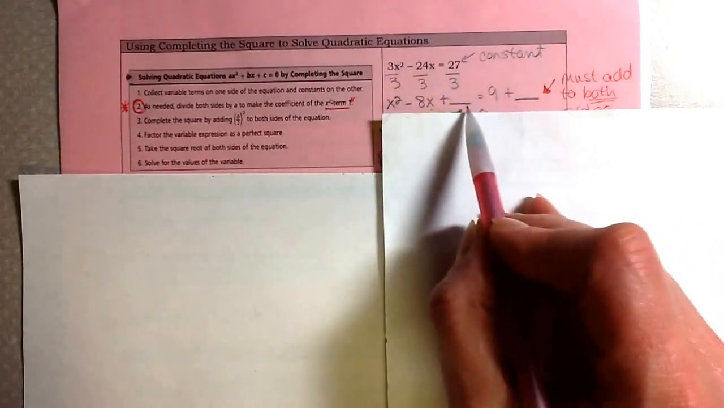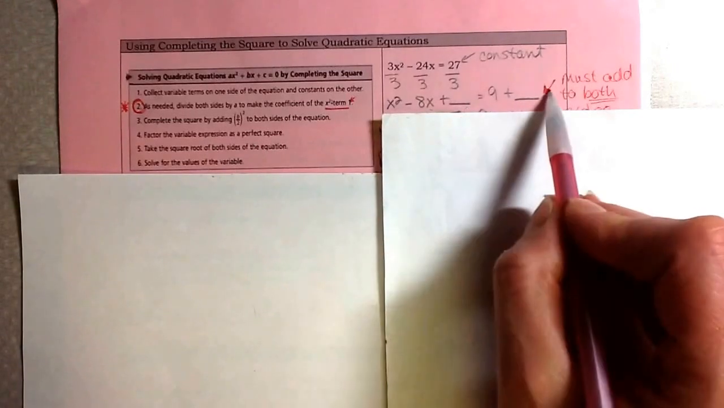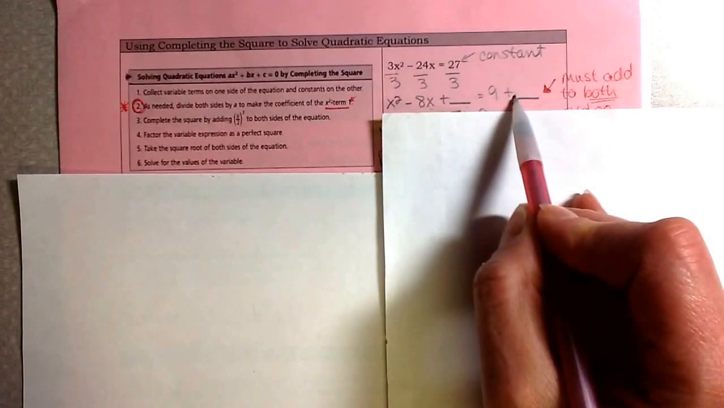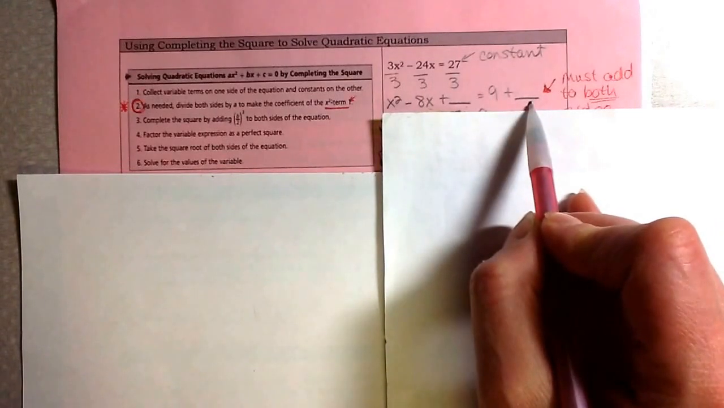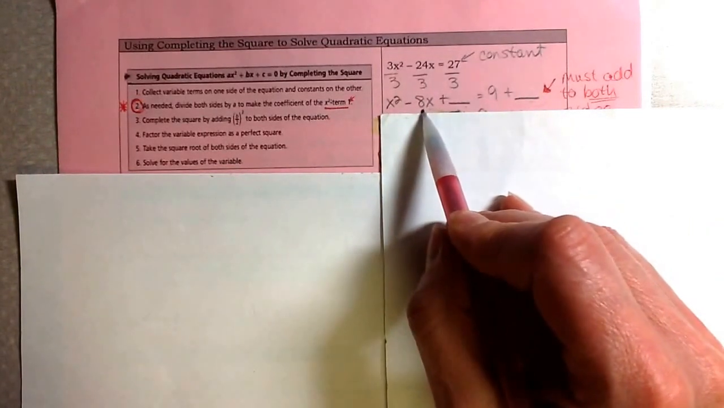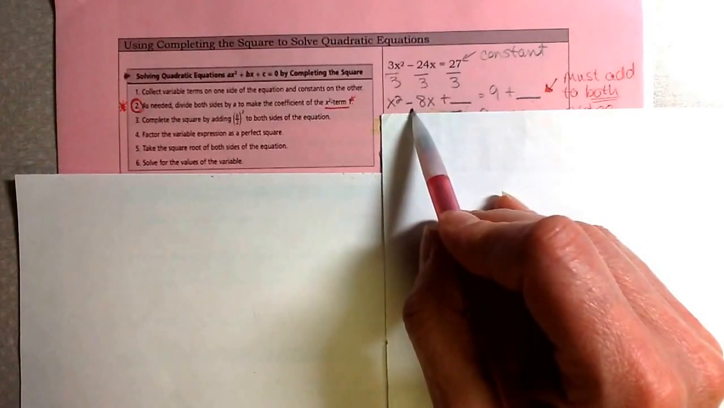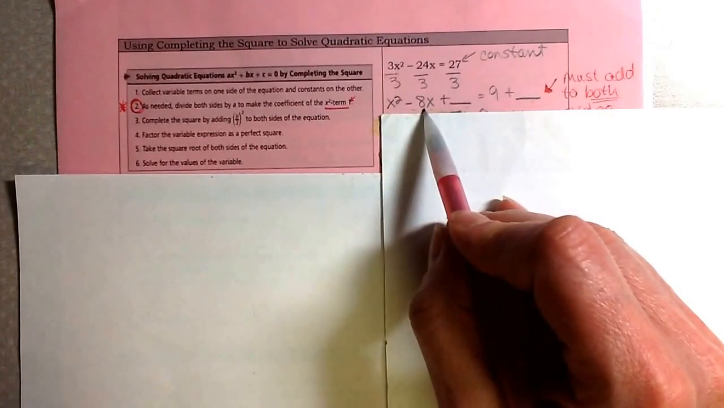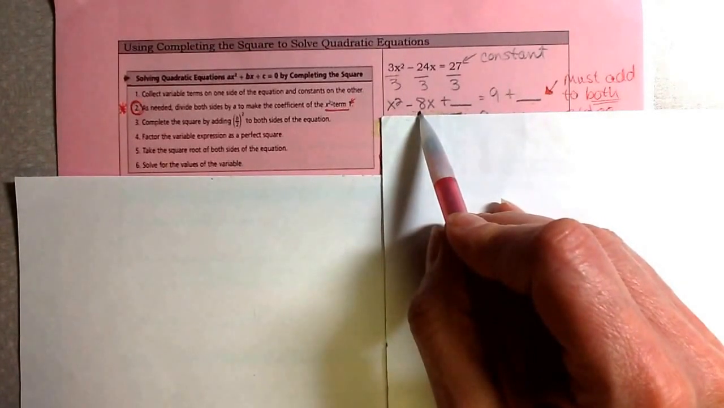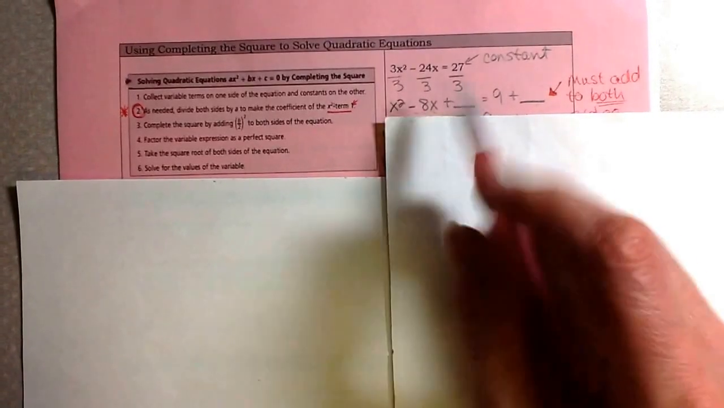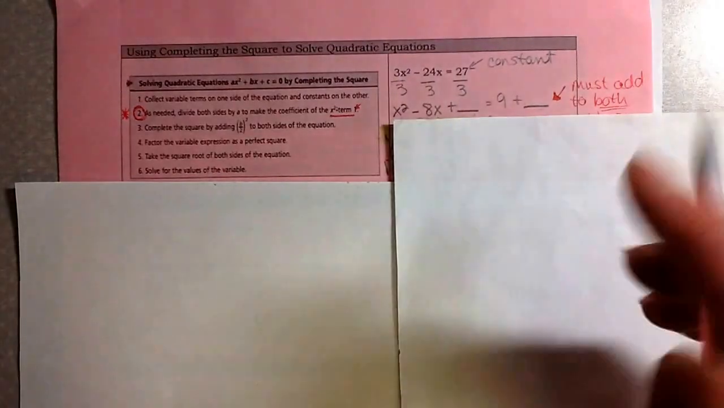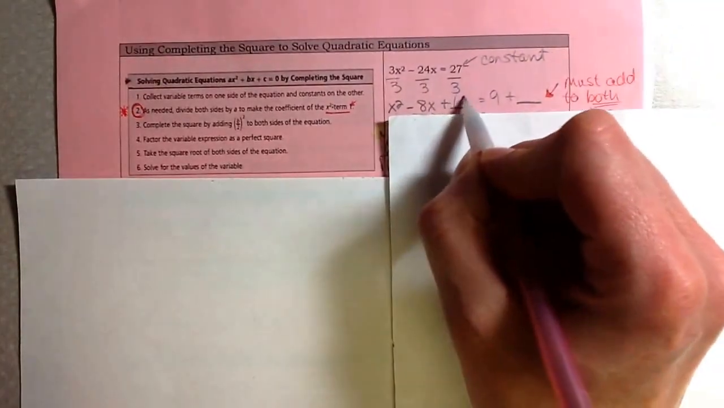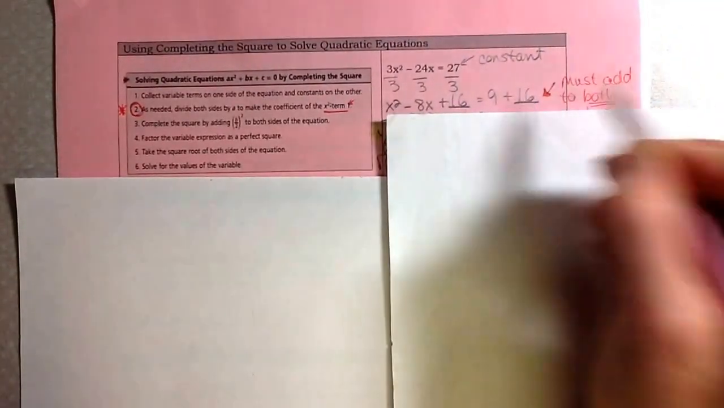Now, one of the biggest mistakes that people make when completing the square is forgetting to add to both sides. Whatever you do to one side of an equation, you have to do to the other side. All right, now we're going to take this value, and it's a negative 8 for our coefficient. So we're going to divide negative 8 by 2, which will give us negative 4, and then we're going to square it. So that's going to give us 16 here and 16 here.